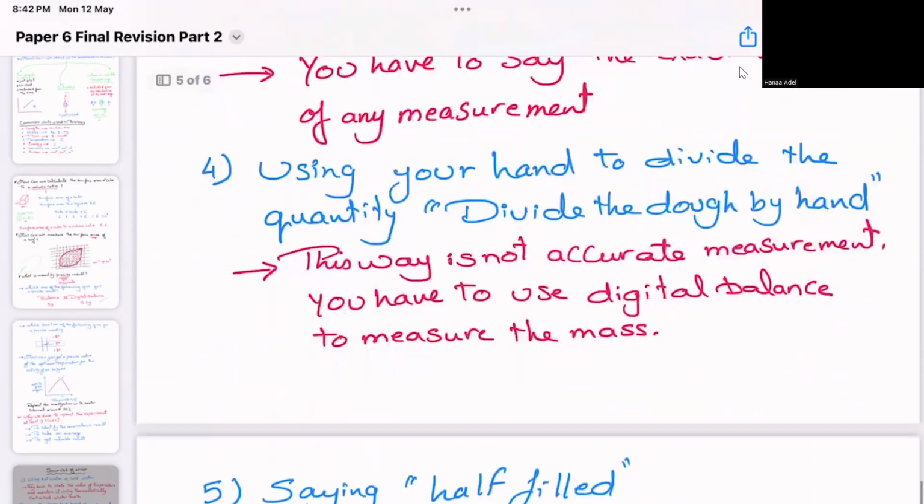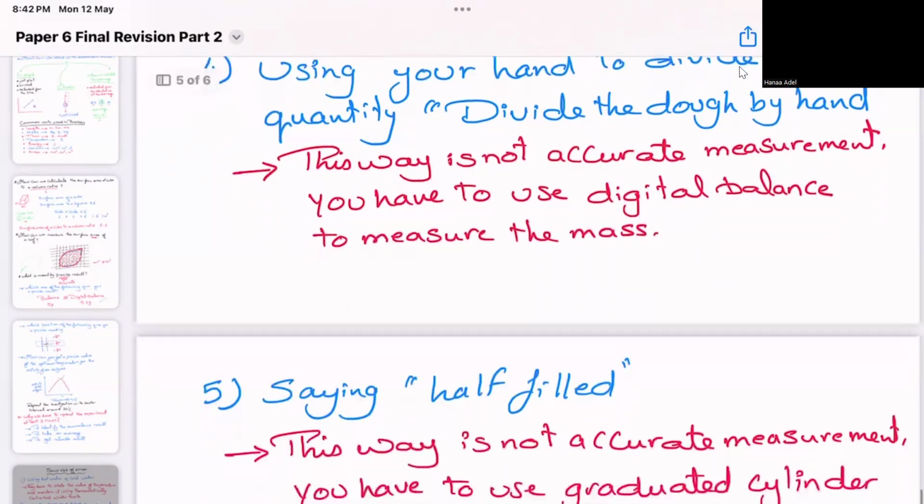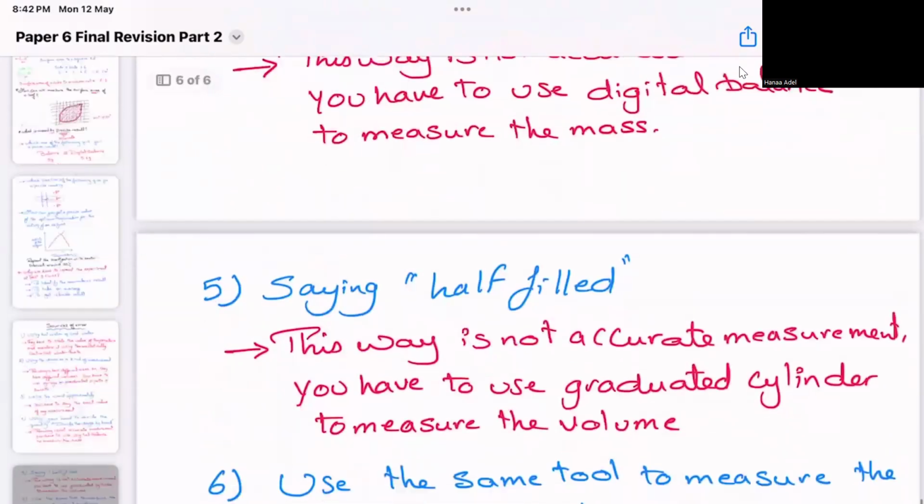In another investigation, they said the test tube was half filled with water. So this is not an accurate measurement. You have to use a graduated cylinder to measure its volume.